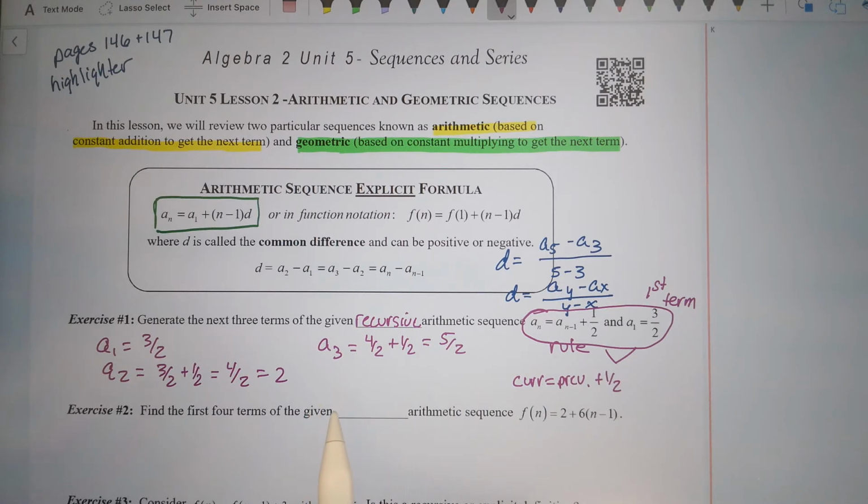So the next 3 terms, we have the first 3 terms. And given the first, the next 3, the fourth term would be the previous 5 halves plus a half, which is 6 halves. So there we have our next 3 terms, 4 halves, or 2, 5 halves, and then 6 halves. And 6 halves is the same as 3.